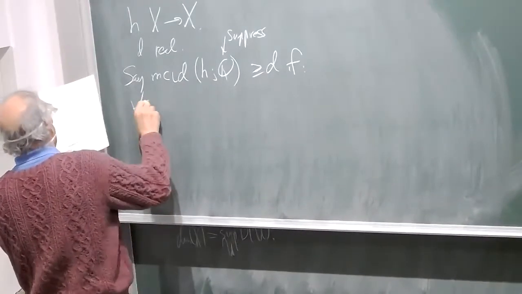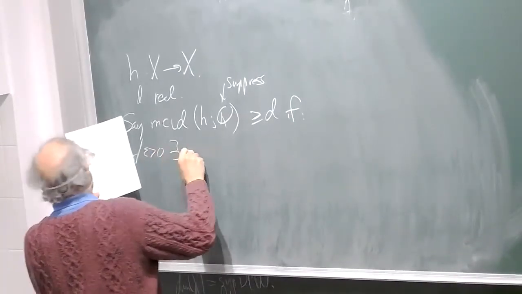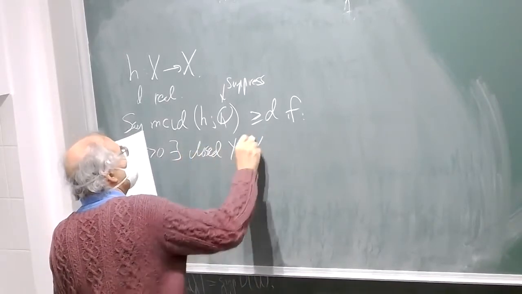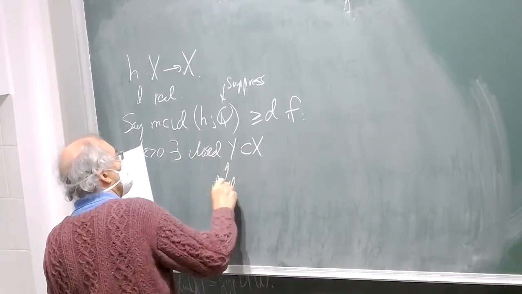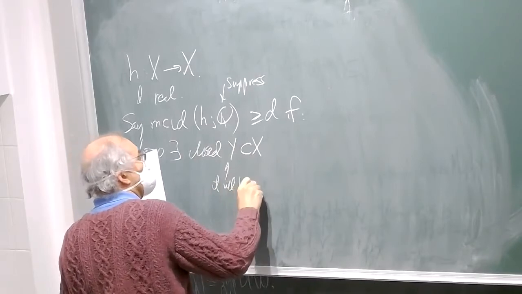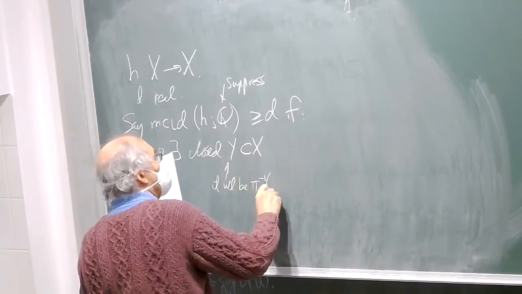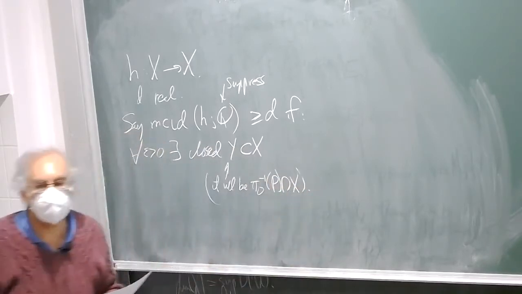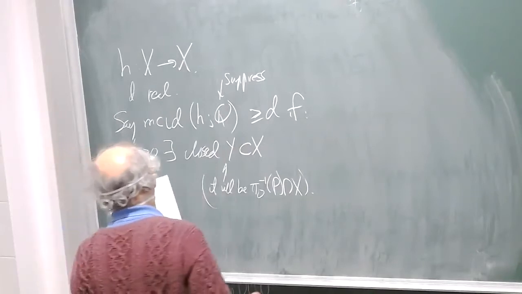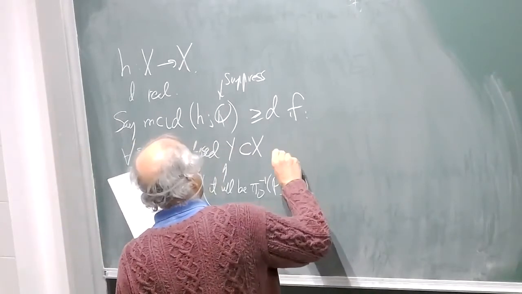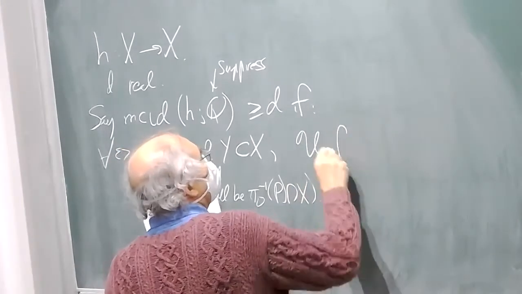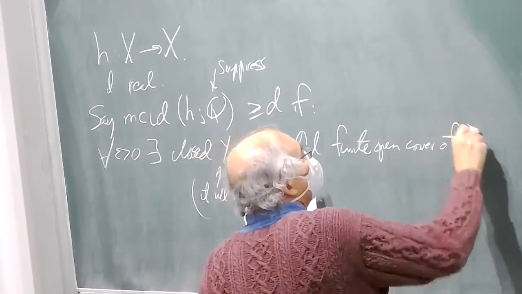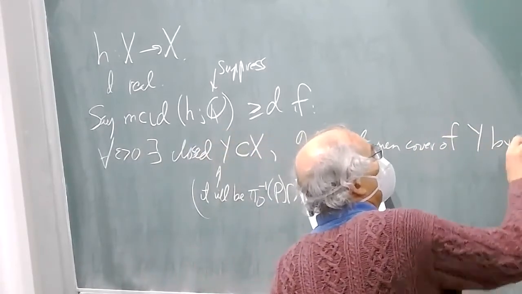So for epsilon bigger than 0, there exists a closed Y in X, and it will be pi 0 inverse of P intersect X in the shift situation. A finite open cover U of Y by subsets of X.